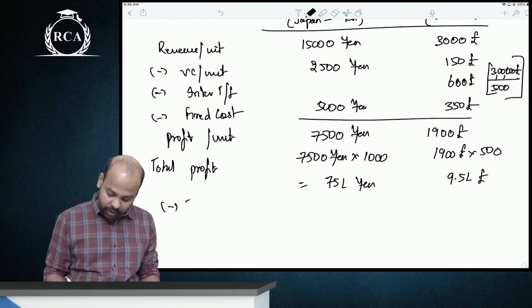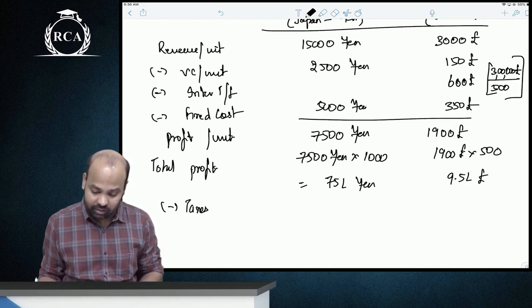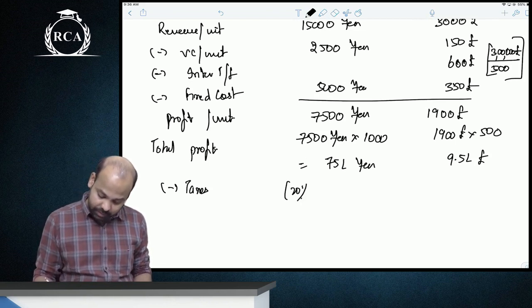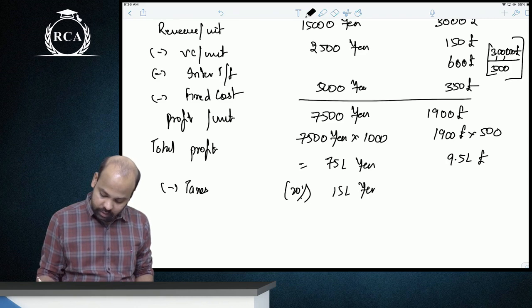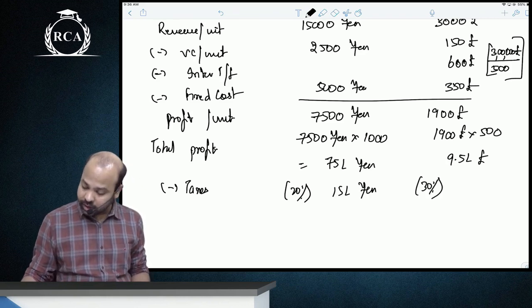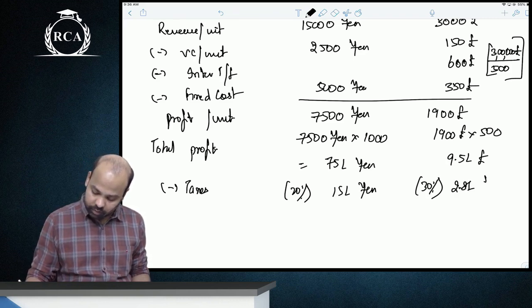You will obviously have to pay taxes on them, guys. In Japan the tax rate is only 20%, so that is 15 lakh yens. In the UK it is 30%. So 30% of 9,50,000, guys, is 2,85,000 pounds.